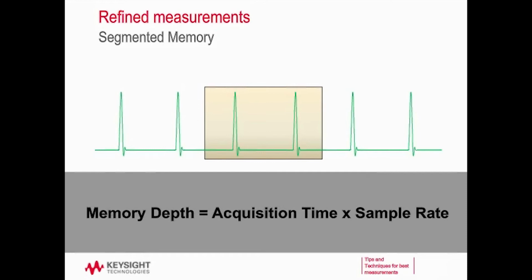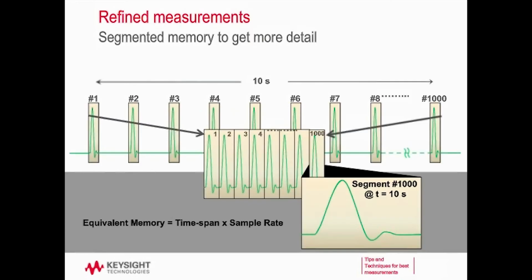This is a slide we saw earlier. Memory depth is acquisition time times sample rate. This is important because if I want to make fast measurements and repeated measurements, this could become a hindrance. So let's look at a technique or a tool you can use to make better measurements, especially on something like that glitch, which is pretty infrequent.